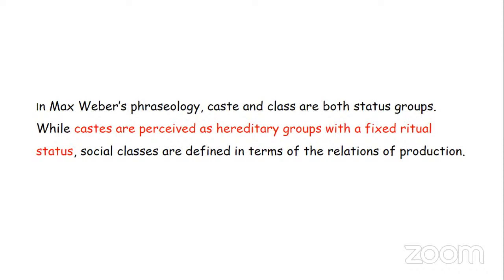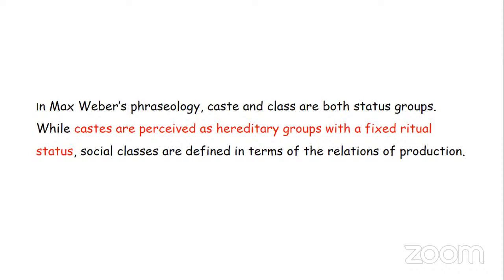While castes are perceived as hereditary groups with a fixed ritual status, social classes are defined in terms of the relations of production. So he perceived castes as hereditary groups with a fixed ritual status, and he defined social classes in terms of the relations of production. According to Max Weber, both caste and class are status groups.